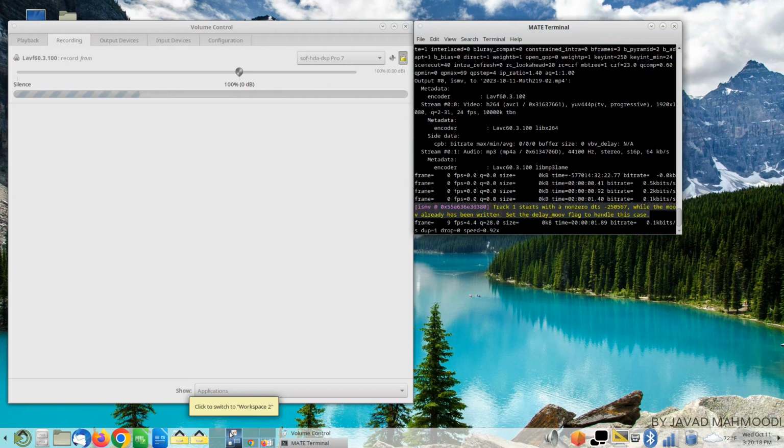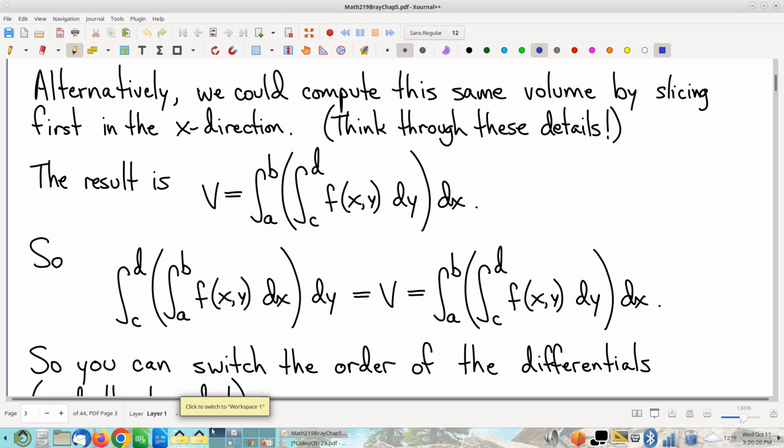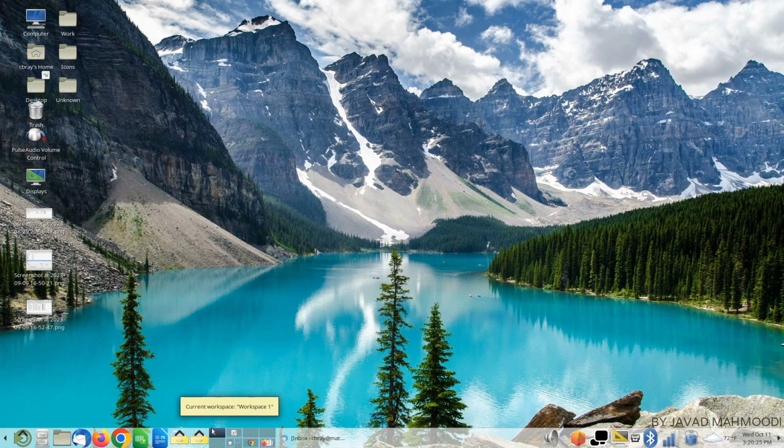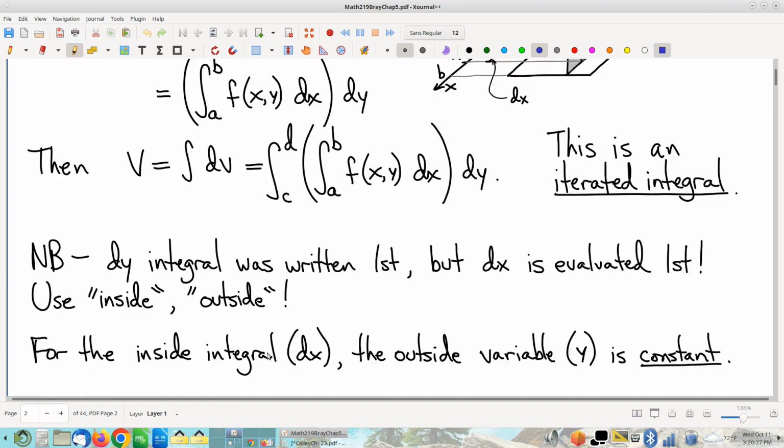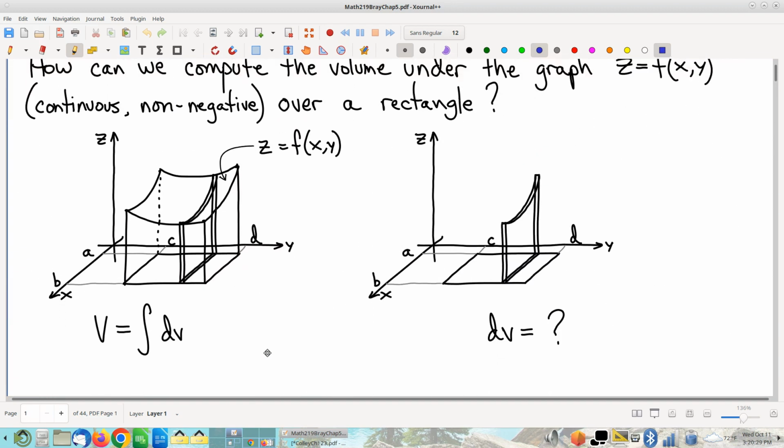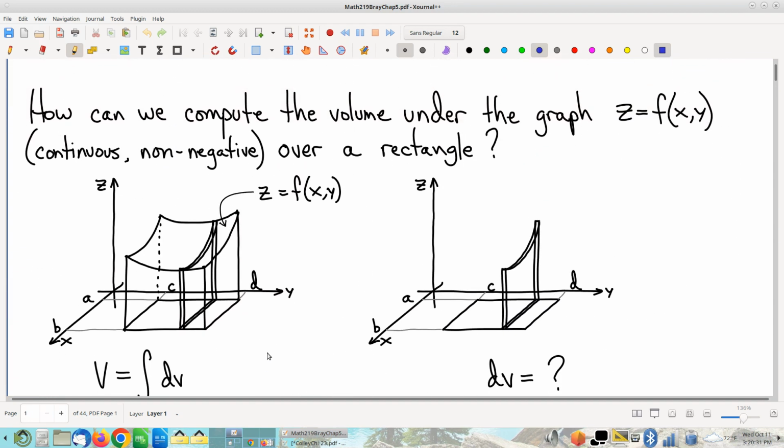Okay, so here's where we were last time. We were talking about iterated integrals. Iterated integrals were our answer to a particular question, namely how to compute the volume under a graph. Right? Given the volume under a graph, we've got this sort of volume we're looking at here.